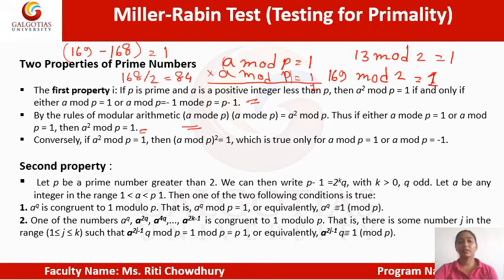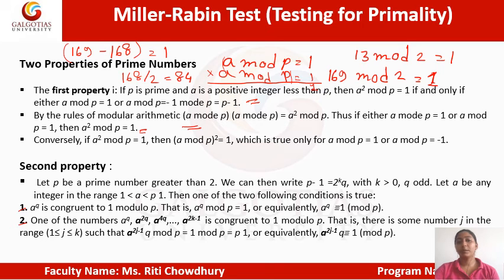The second property says what? The second property says that p is a prime number greater than 2. We can write p minus 1 is equal to 2 to the power k times q. We have seen these properties earlier. a to the power q is congruent to 1 modulo p, that is a to the power q mod p is equal to 1, or equivalently a to the power 2 to the power k q is congruent to 1 mod p. So if we consider any number, these are the properties which will be considered for prime numbers.